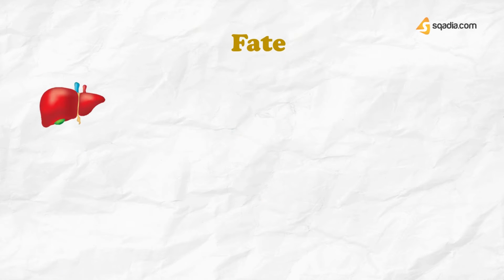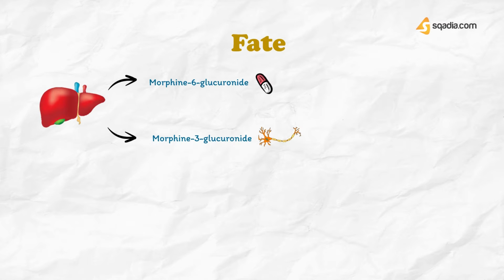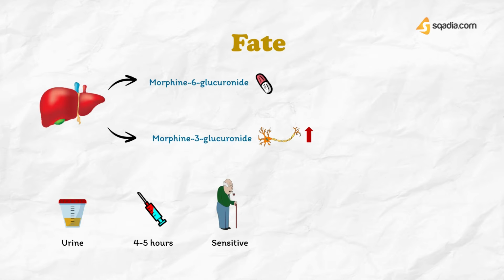If we talk about the fate of this drug, morphine is conjugated with glucuronic acid in the liver to two main metabolites. Morphine 6-glucuronide is a very potent analgesic, whereas morphine 3-glucuronide does not have analgesic activity, but is believed to cause the neuroexcitatory effects seen with high doses of morphine. The conjugates are excreted primarily in urine, with small quantities appearing in bile. The duration of action of morphine is 4 to 5 hours when administered systemically to opioid-naive individuals, but considerably longer when injected epidurally because the low lipophilicity prevents redistribution from the epidural space.